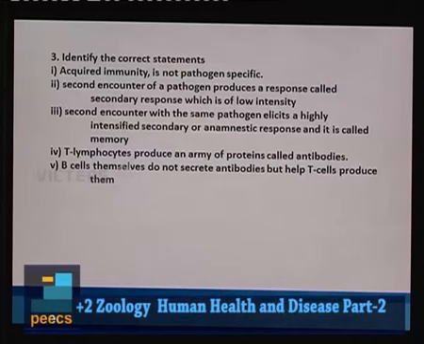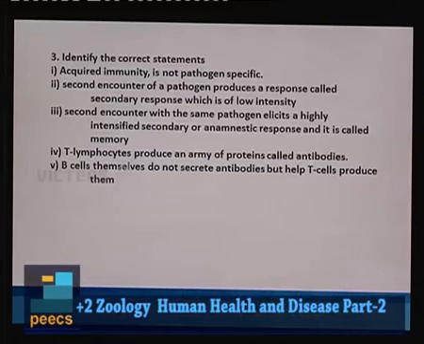Coming to question number 3, identify the correct statements. Again 5 statements are given. We will read each statement. Acquired immunity is not pathogen specific. Is it true? It is wrong. Acquired immunity is adaptive immunity and it is a specific type of immunity. So, this is a wrong statement. So, first one is wrong. What about the second one?